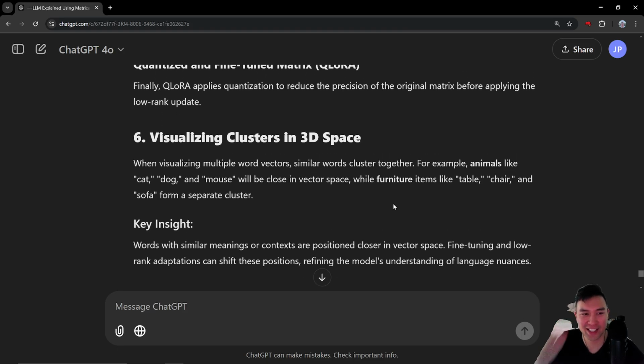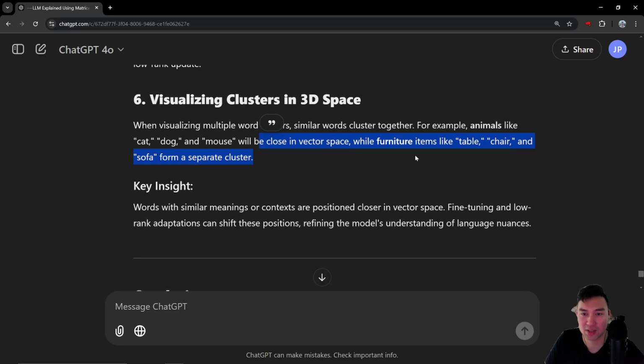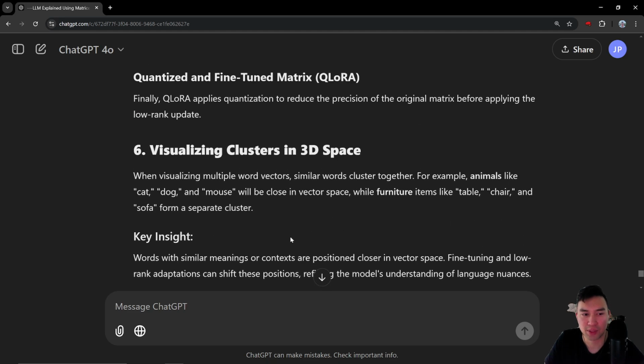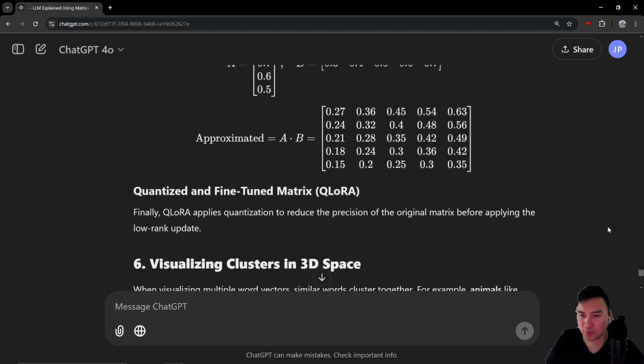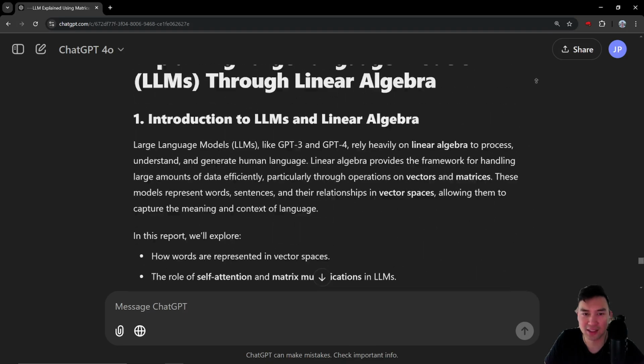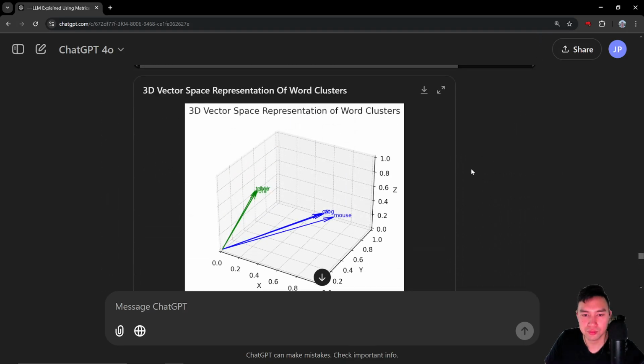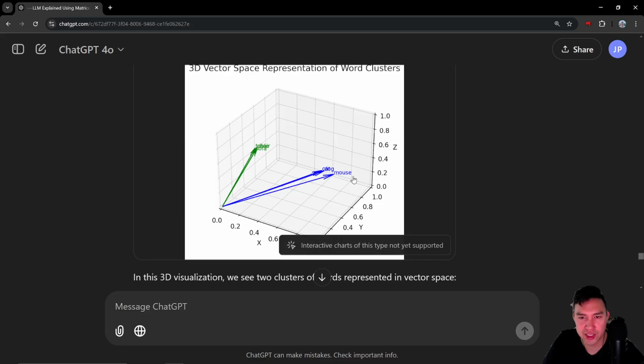Visualizing clusters in 3D space. When visualizing multiple word vectors, similar words cluster together. For example, animals like cat, dog, and mouse will be closer in vector space, while furniture items like table, chair, and sofa form a separate cluster. So we kind of saw that in this one here.